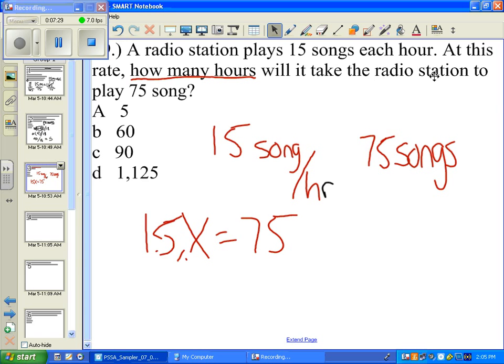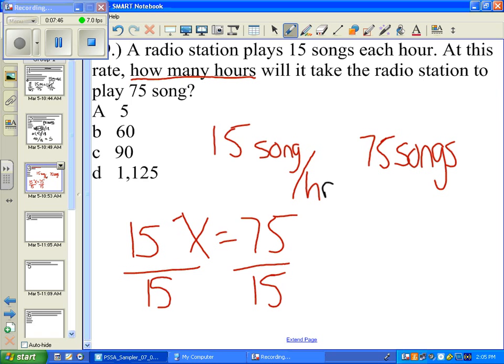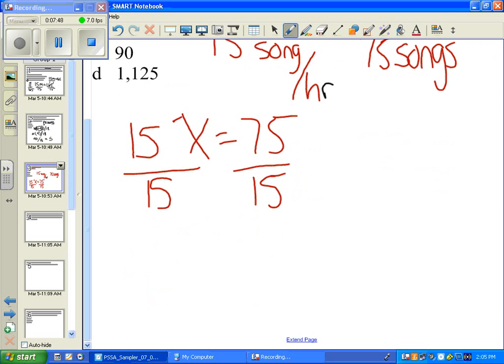And what we do is we have 15x equals 75. So we just take this 15x, divide by 15. We divide both sides by 15, and we end up with x equals 5. So it's going to be 5 hours to play those 75 songs.